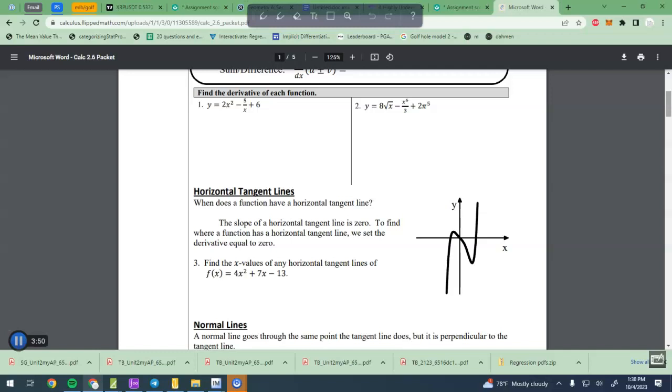So I would be rewriting these first, and then taking the derivative. What I mean by that is I would write this as 2x squared minus 5x to the negative 1 plus 6, because I don't know how to take the derivative of a fraction. And I would rewrite this as... that's not the derivative, right? That's just rewriting it.